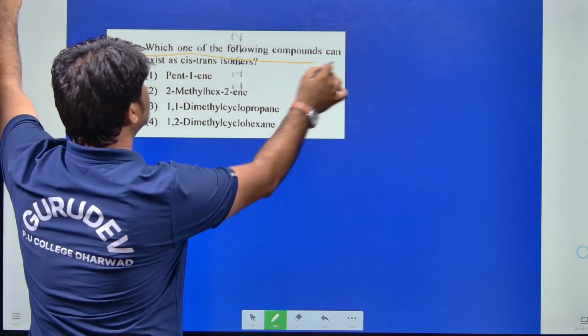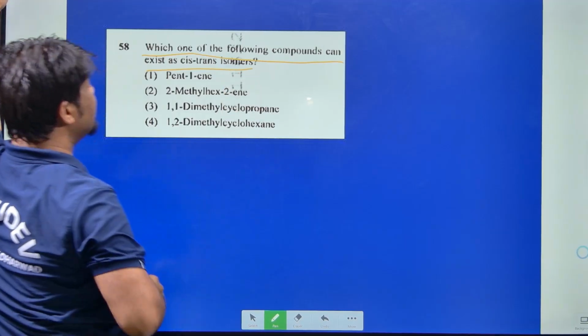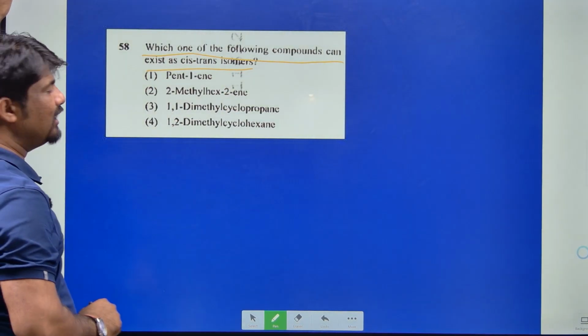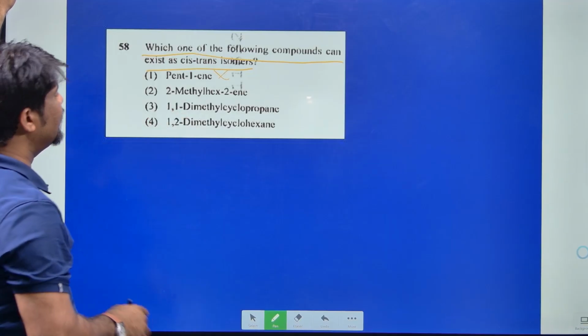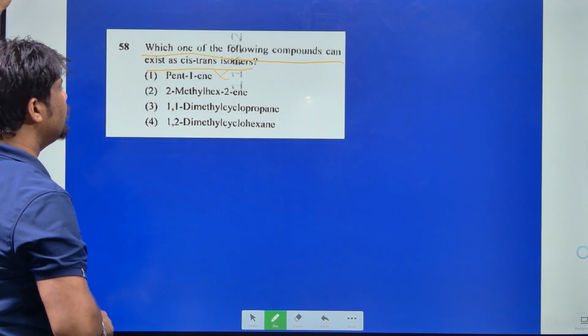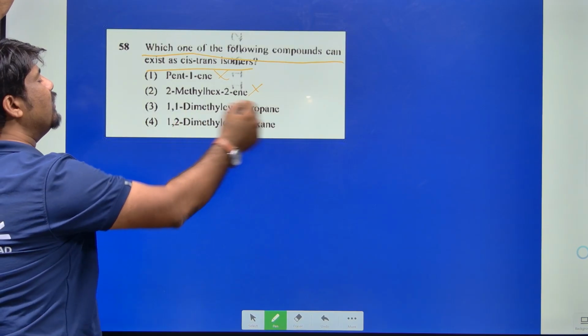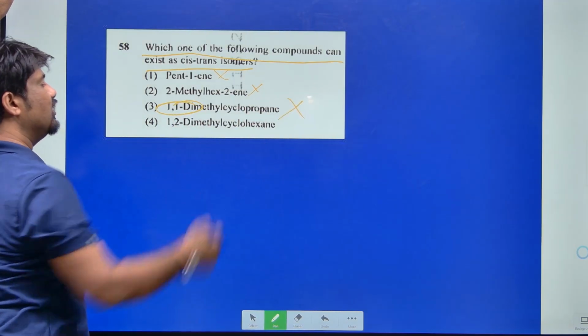Which one of the following compounds can exist as cis and trans isomers? So pent-1-ene does not exhibit cis and trans. It exhibits only one possible form. 2-methyl hex-2-ene is also not possible. 1,1-dimethyl cyclohexane is also impossible.